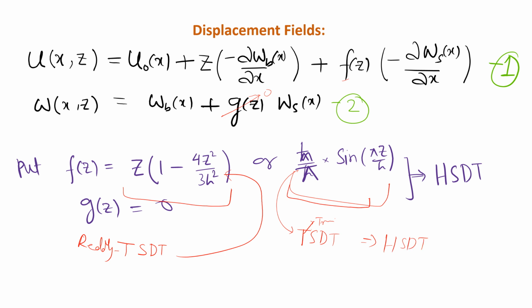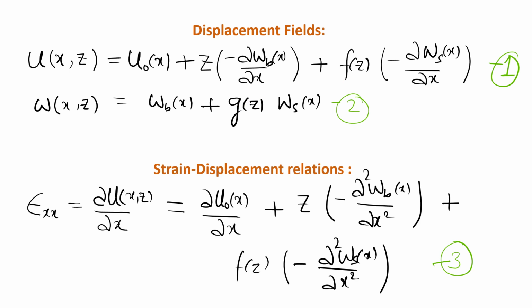Now we are going to study the general case of the quasi 3D theory. Therefore we are considering f of z as well as g of z. Here our g of z function is also available as well as f of z. So we are going to study the generalized quasi three-dimensional theory.